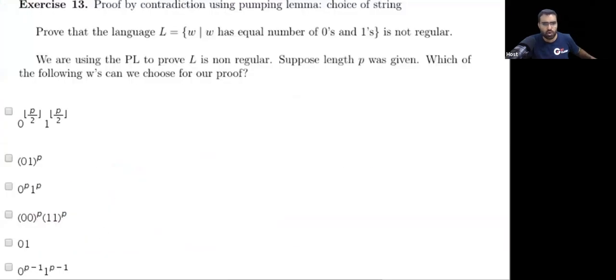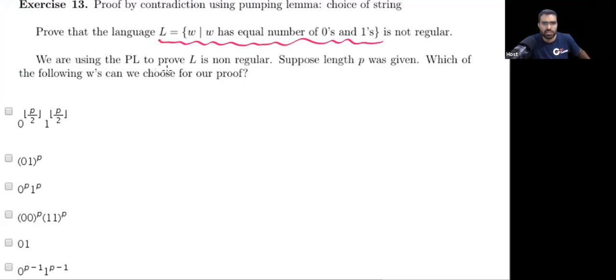This question I gave you as homework in part 2. Did you try this question? Prove that the language is not regular. The language is given to you: W has an equal number of 0s and 1s. Prove that this language is not regular.